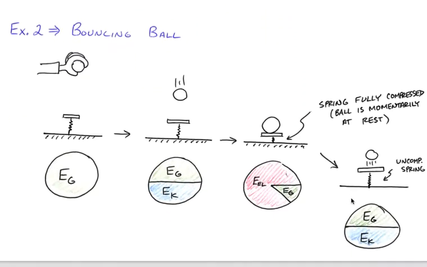Another example, a bouncing ball. And I apologize, the colors didn't come out very well on this. But I'm holding the ball above a spring this time. Again, it has height, but nothing else. This spring is not compressed. There's no velocity. So I have all gravitational potential.